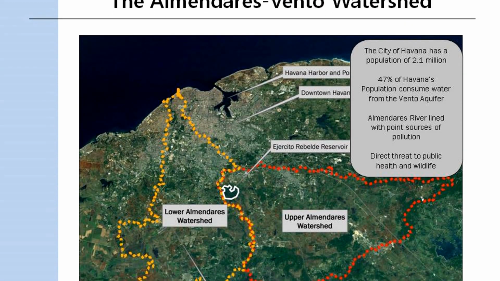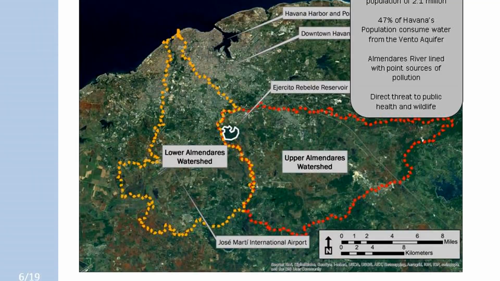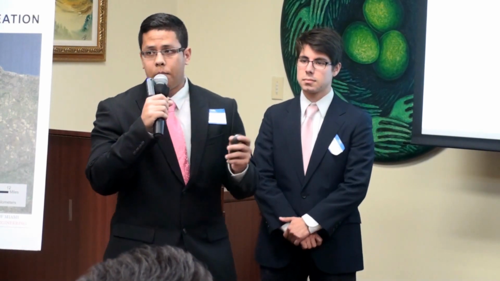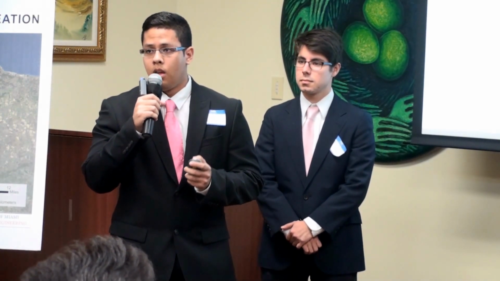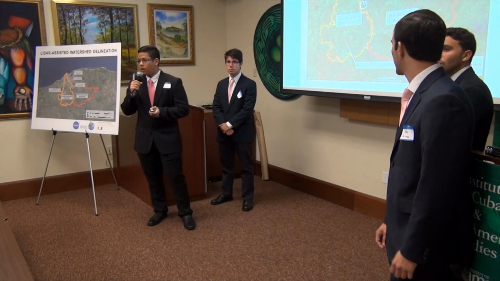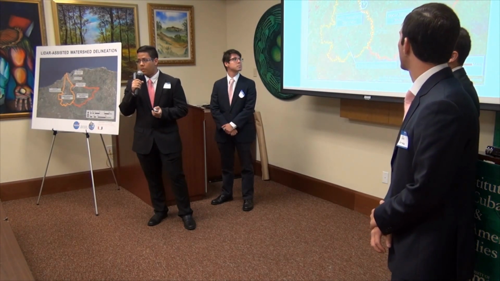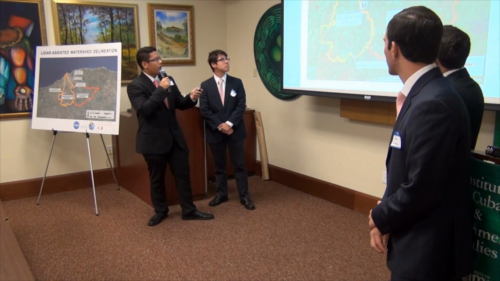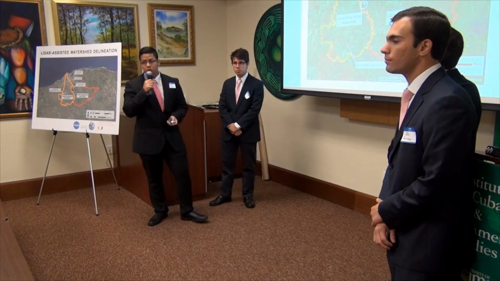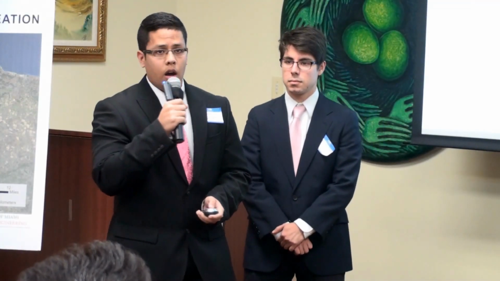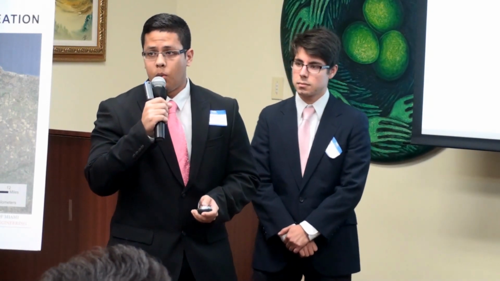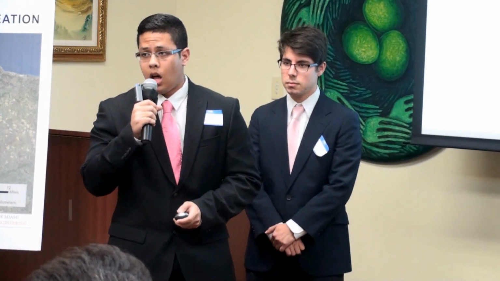So the reason why we picked the Almendares Vento watershed is because there's 2.1 million people in Havana, and 47% of the population gets their water from the Vento aquifer, which is located within this watershed. So that makes it an important location to analyze because it is sensible to contamination. So what we have here is a delineation of the Almendares Vento watershed, which is this total area delineated to here, which is about 402 kilometers squared. And within this watershed, we have the Almendares River, which runs from east to west for about 50 kilometers.